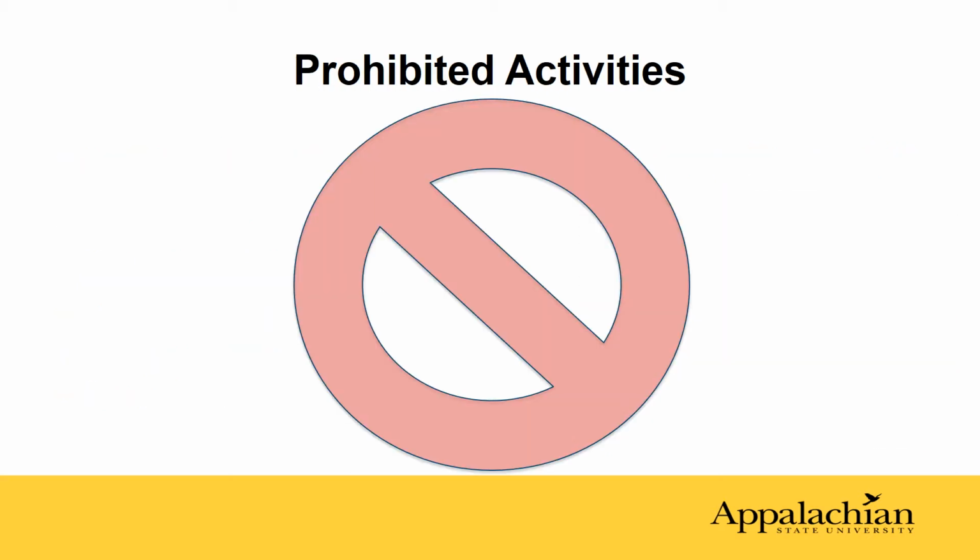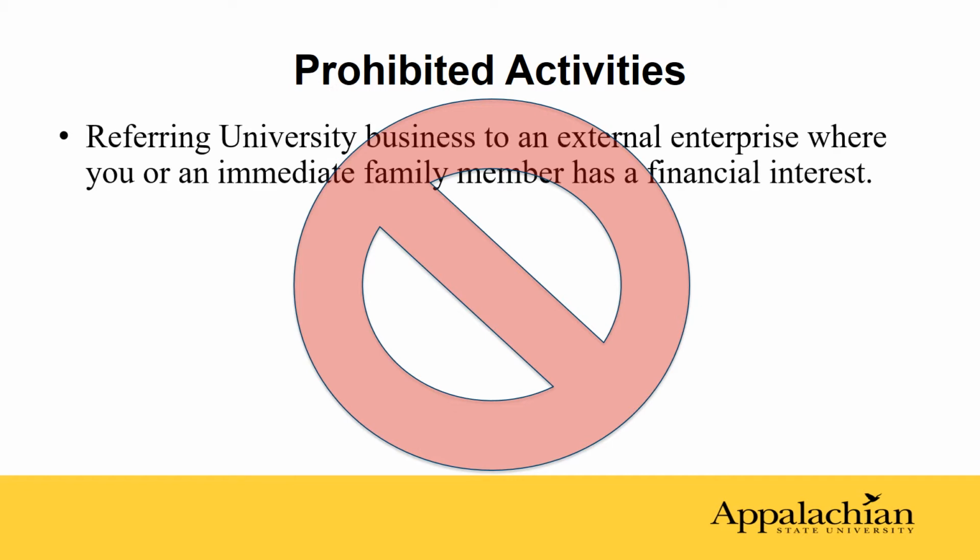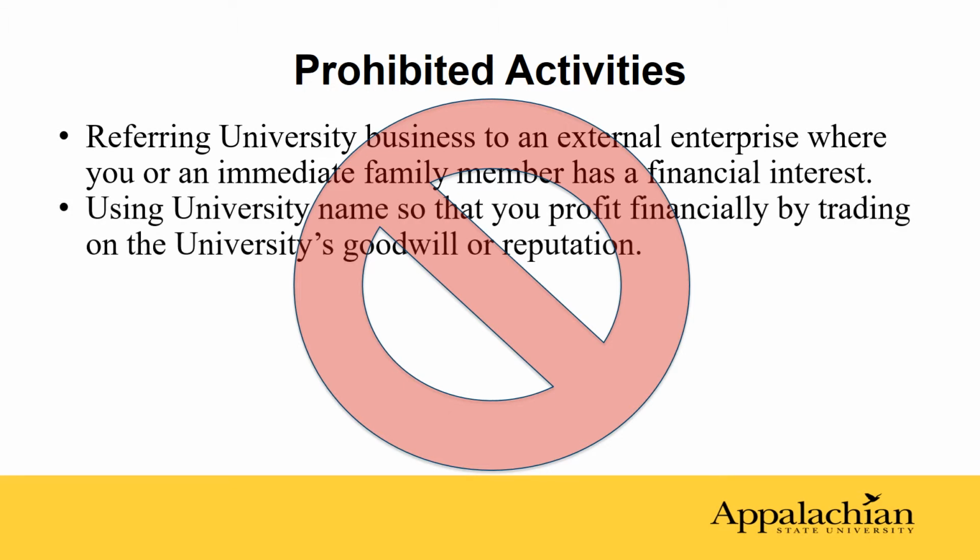There are activities that are prohibited by both App State's COI policy and the UNC system policy on conflicts of interest. In these situations, your secondary interests directly conflict with the primary interests of the university and your employment responsibilities. They cannot be managed, and conducting them could result in disciplinary action. Referring university business to an external enterprise where you or an immediate family member has a financial interest. Using university names so that you profit financially by trading on the university's goodwill or reputation.